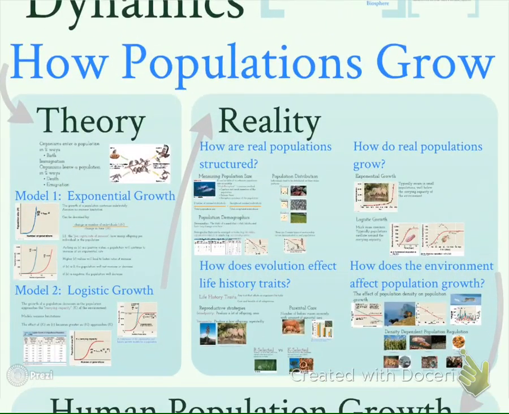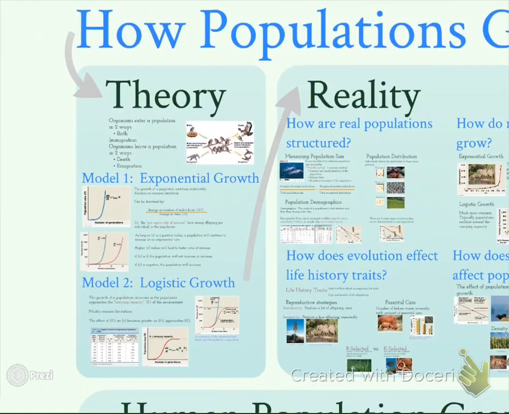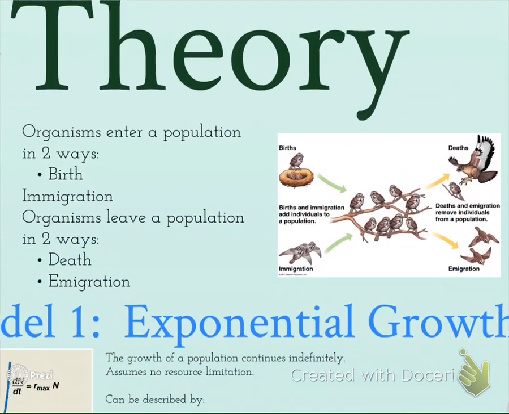So there's theory and reality for how populations grow. In theory, there's two ways. Organisms enter a population via birth or immigration with an I. They exit via emigration with an E or death. It's really simple. If your birth rate and your immigration are greater than your death rate, what happens to your population? It increases. If the inverse happens, if your death rate is higher than your birth rate, what happens to your population? It decreases. And if they're equal to each other, no growth. Okay? So that's kind of the theory.